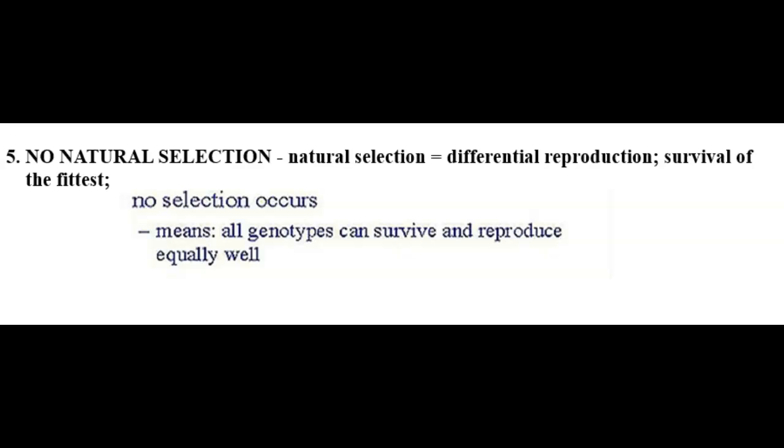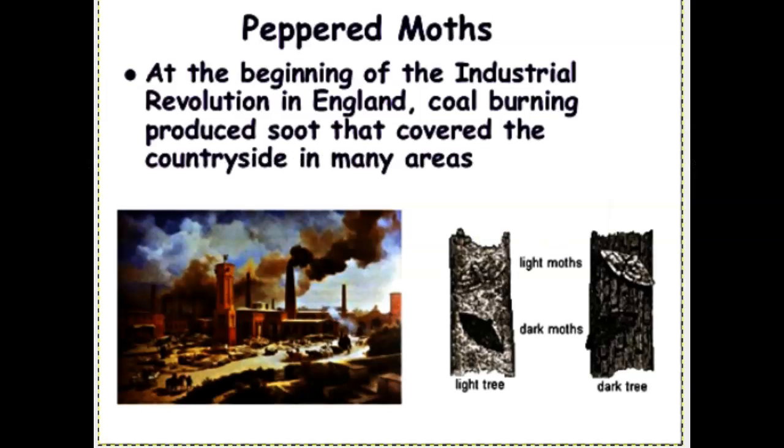And let's go look at a very famous example of natural selection. Make sure you know the example. So the famous example of natural selection is the peppered moth in England. In the beginning of the Industrial Revolution in England, coal burning produced soot that covered the countryside in many areas. Look at all that soot coming out. All that pollution. And we're going to look at these.